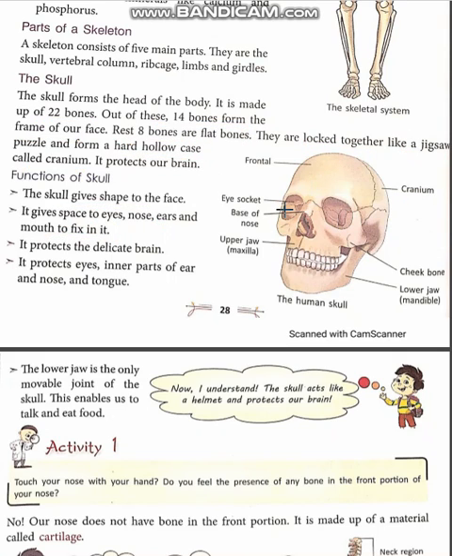Eyes, eye socket. I'll show you this. Eye socket, then nose, then our mouth. So these are the spaces given in the frame of the skull where the organs are fitted. Another function is it protects our delicate brain, we already learned, and it protects our eyes, the inner part of the ear, nose and tongue. So whatever is present in this part is protected by this bony part.